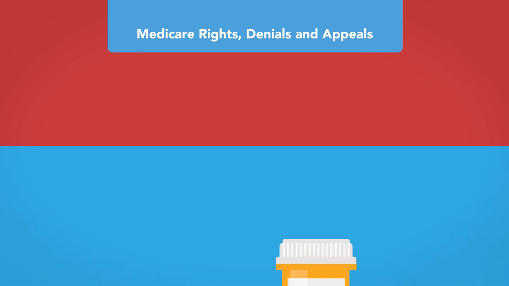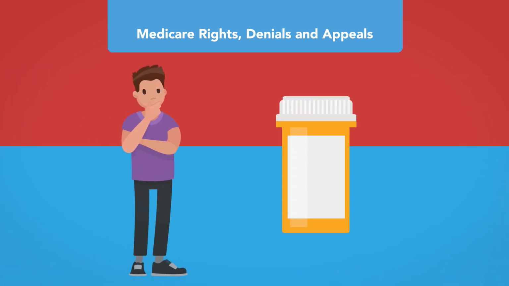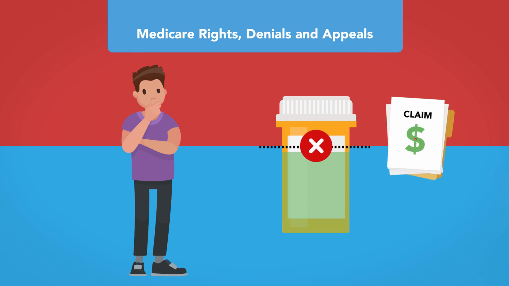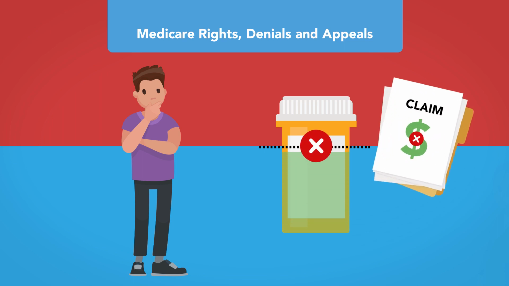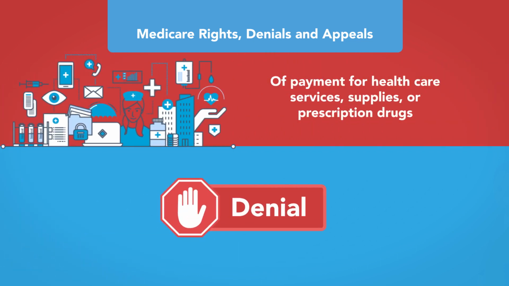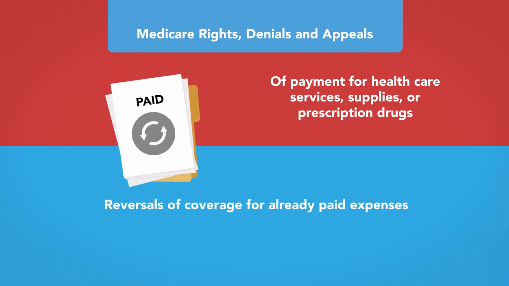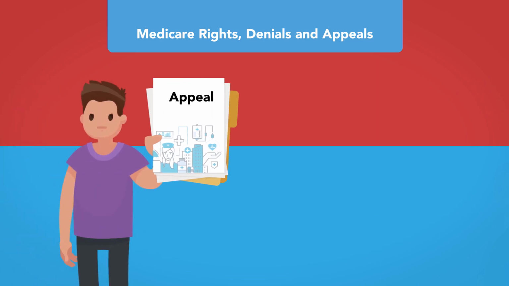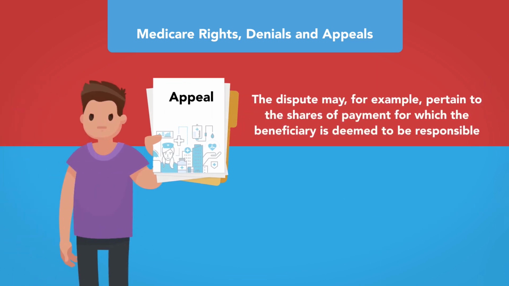Like other health and prescription drug plans, Medicare or associated Medicare plans may limit or deny coverage or payment for a submitted claim if the claim is not covered. This could include denial of payment for healthcare services, supplies, or prescription drugs, and includes reversals of coverage for already paid expenses. If this occurs, the Medicare beneficiary has the right to appeal the decision. The dispute may, for example, pertain to the shares of payment for which the beneficiary is deemed to be responsible.